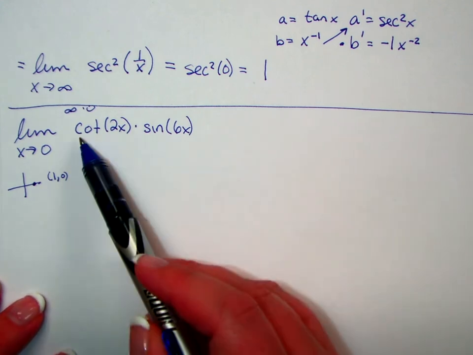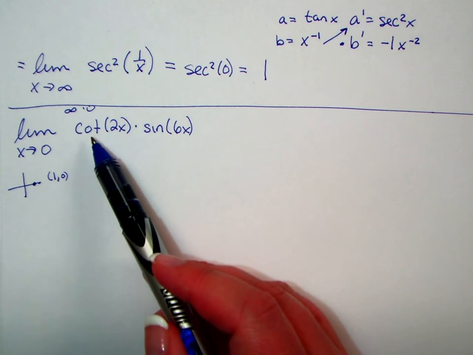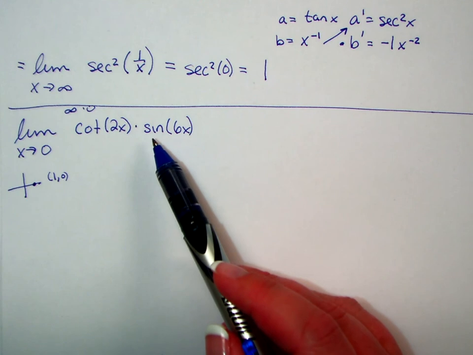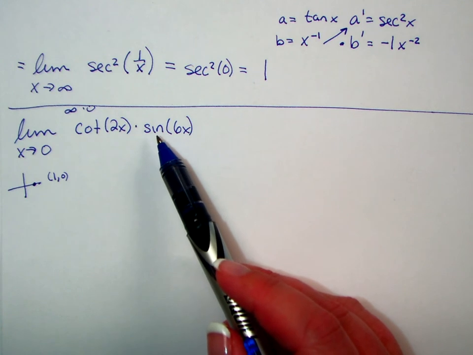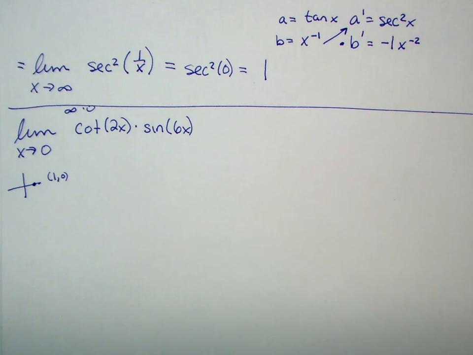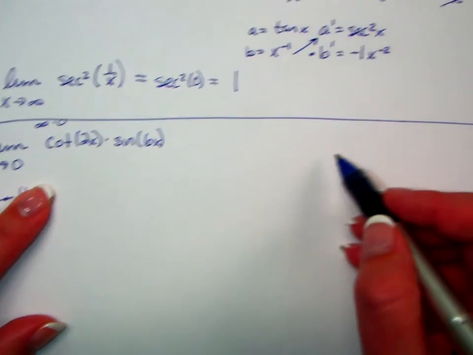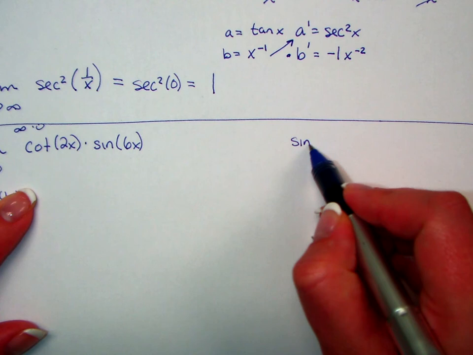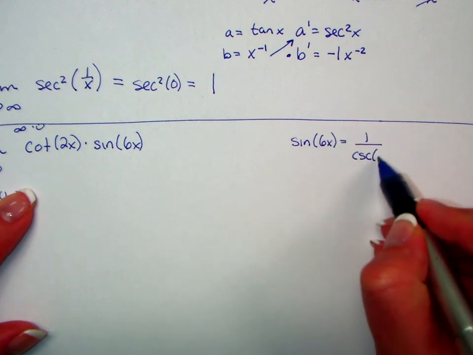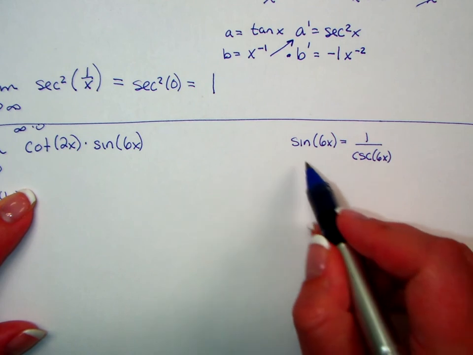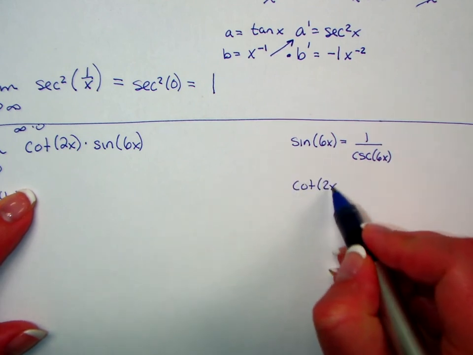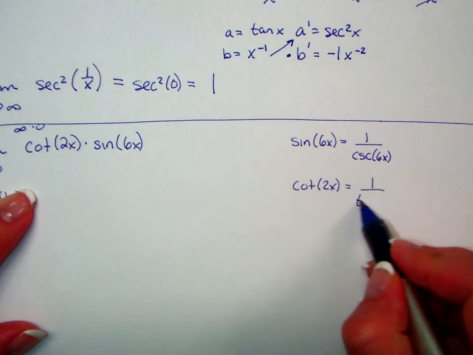So we can write cotan as the reciprocal of tangent. Cotan is 1 over tan. Or we could write sine as the reciprocal of cosecant, because sine is just 1 over cosecant, right? And so let me go ahead and write those down. Sine 6x is 1 over cosecant, because sine and cosecant are reciprocals of each other, and cotan is the reciprocal of tangent.